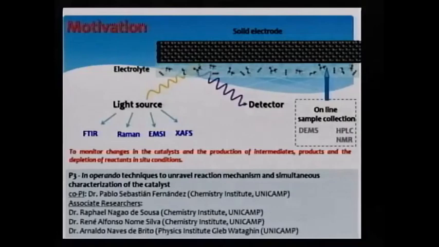Here we do not use light. We use mass spectrometry, HPLC, or NMR, which are probably techniques you know. What we do is take samples from the electrode-solution interface and then analyze the samples with mass spectrometry, HPLC, and NMR. So I'm the co-PI of this project, and there are three associated researchers: Rafael Nagao, of our institute at the UNICAMP. I share the laboratory with Rafael. René Alfonso Nome Silva, René is also from our institute. And Arnaldo Naves de Brito from the Physics Institute. I will also show the contribution of my colleagues.